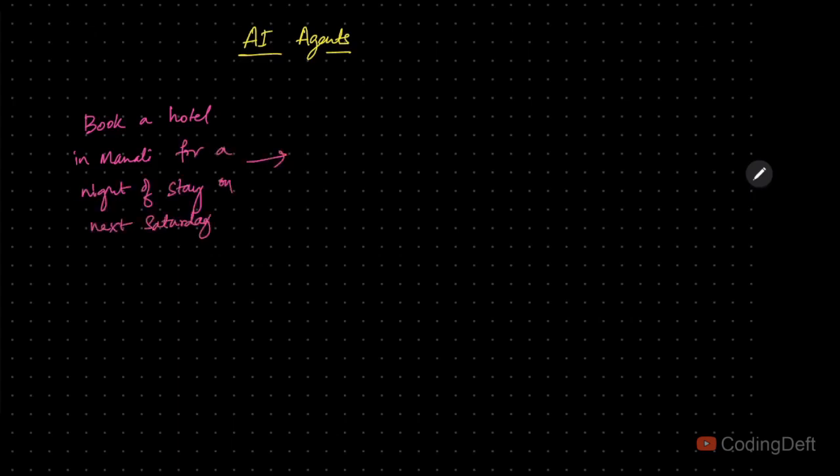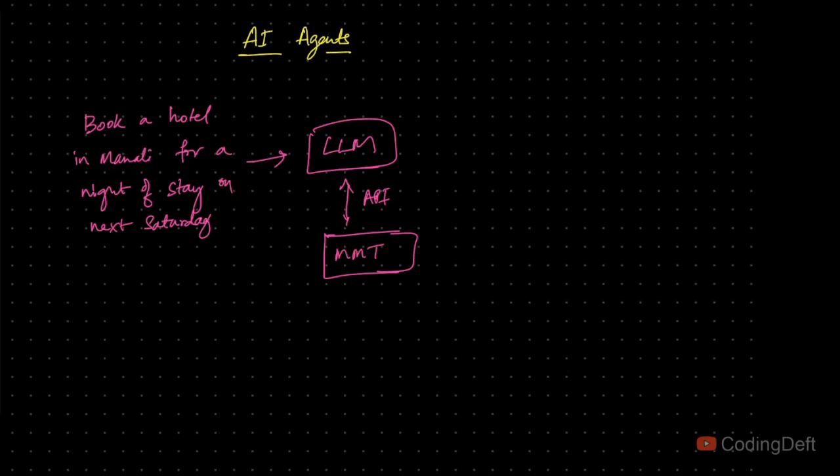This will be fed into the LLM, and this will make use of different tools. Let us say I want to make an API call. I have my aggregator application like Make My Trip or Is My Trip. It will make an API call to that and it will fetch all the details, what are all the available hotels in Manali for next Saturday.